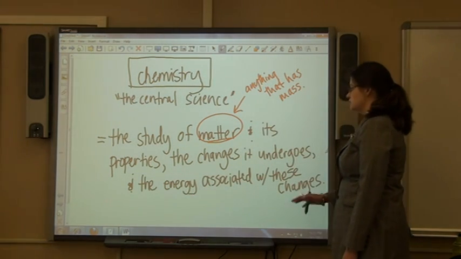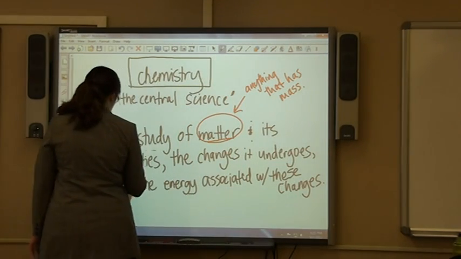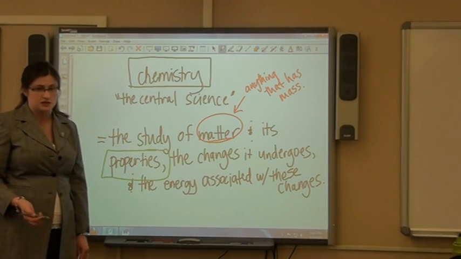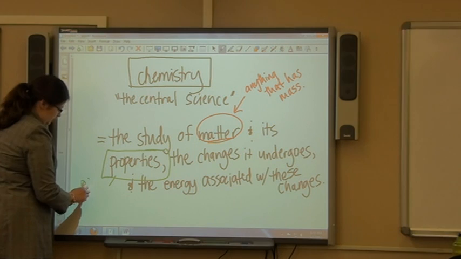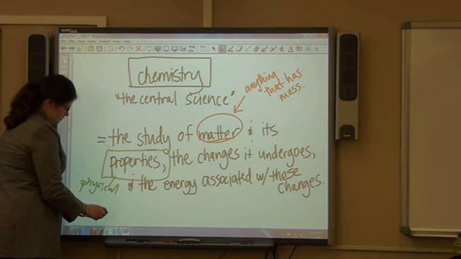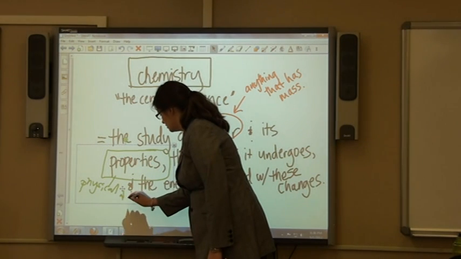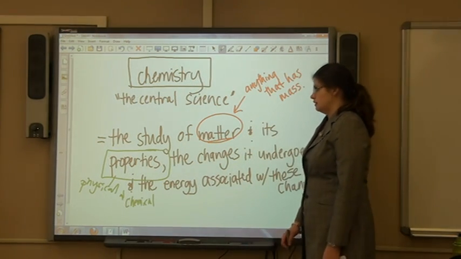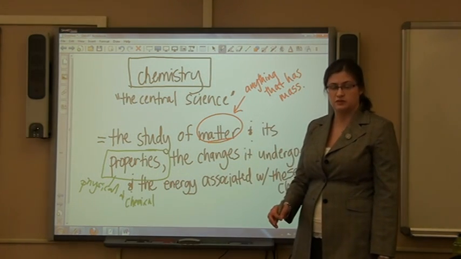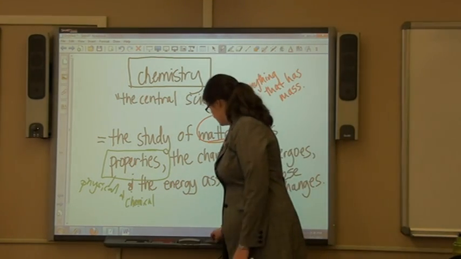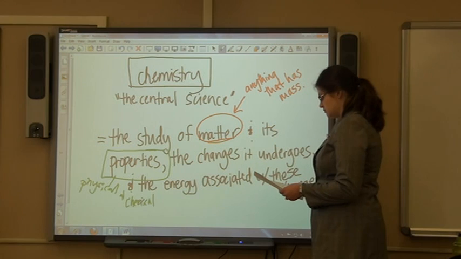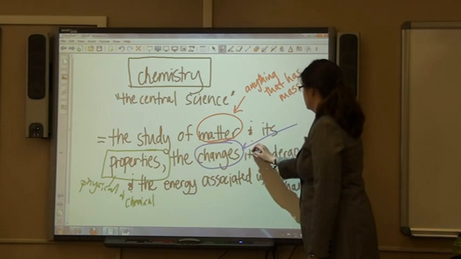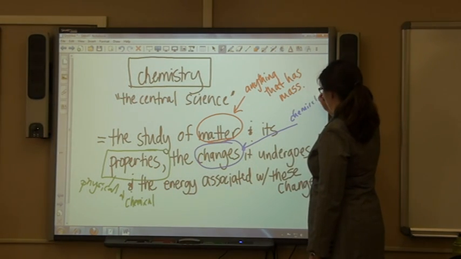And then we talk about the properties that this matter has. When we're talking about these properties, there are 2 different types of properties that we concern ourselves with in chemistry. There are physical properties and chemical properties. And in the next section, we'll talk about the difference between those 2 and how you can differentiate between them. The changes this matter undergoes. There are also 2 different types of changes, chemical and physical.